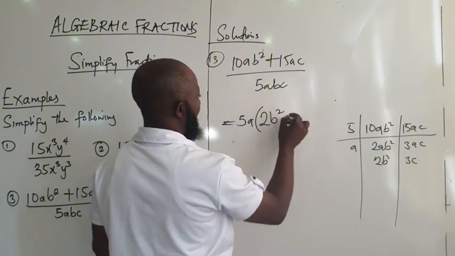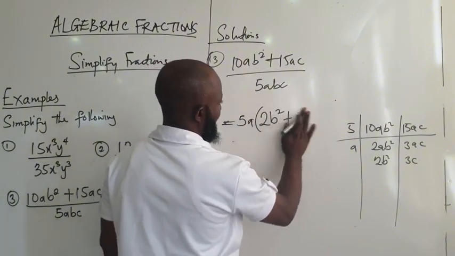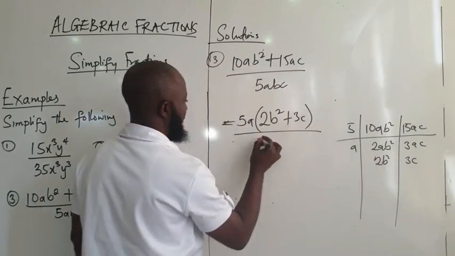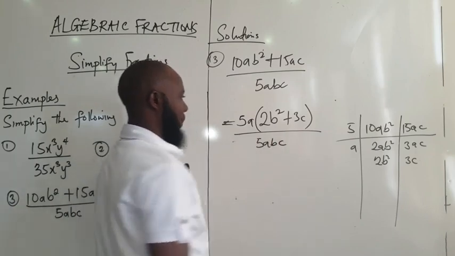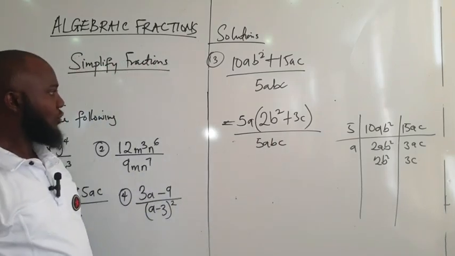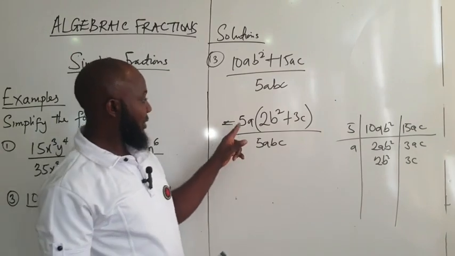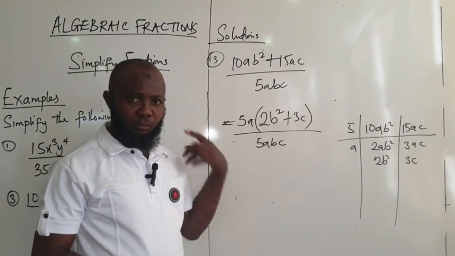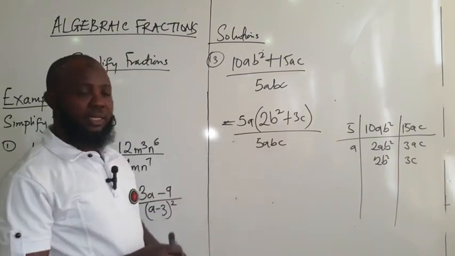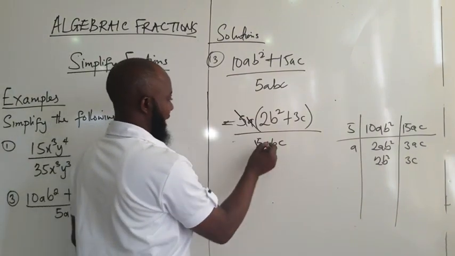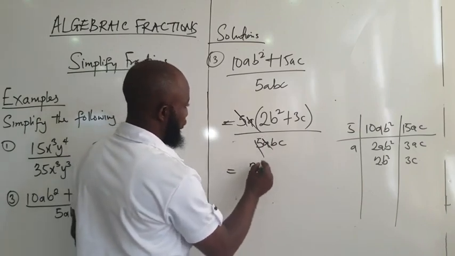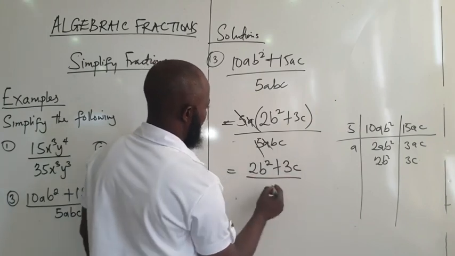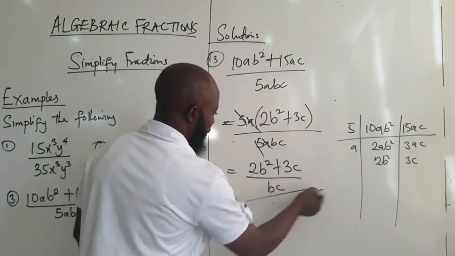2b squared plus 3c divided by 5abc. I hope I'm making sense. From here now, you can see what I told you. This 5a is multiplying everything here. Since it's multiplication now, this we can use to divide this. So 5 cancels 5, a cancels a. So we then have 2b squared plus what? 3c divided by what? b squared. This will then be your final answer.